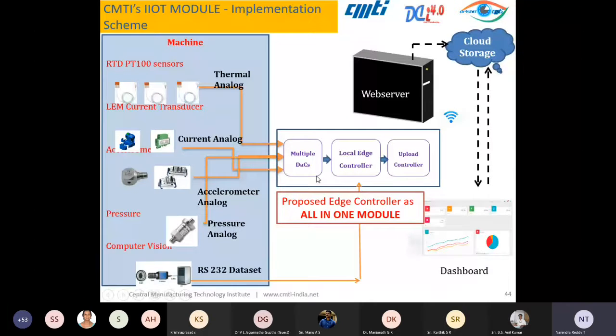And I have this edge controller, which will read the data from your DAC system, and this data will go to the cloud directly. From the cloud, I am taking it to a remote location and developing a dashboard. This also, I don't know whether I can show here now.